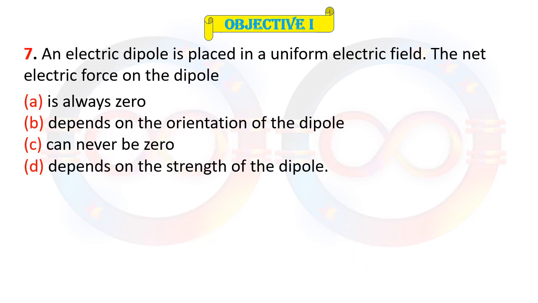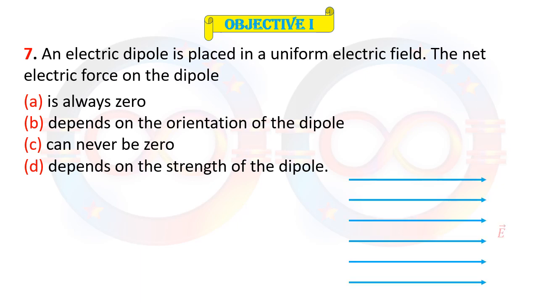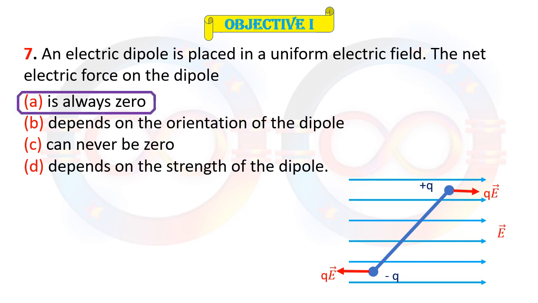Question number 7. An electric dipole is placed in a uniform electric field. The net electric force on the dipole. This is the electric field, this is the dipole. One charge is positive, another one is negative. Same amount of force but in opposite direction would be acting on the dipole. So same amount, QE, QE, opposite direction, QE minus QE. If you are going to add, it will contribute 0 force, or net force would be 0.